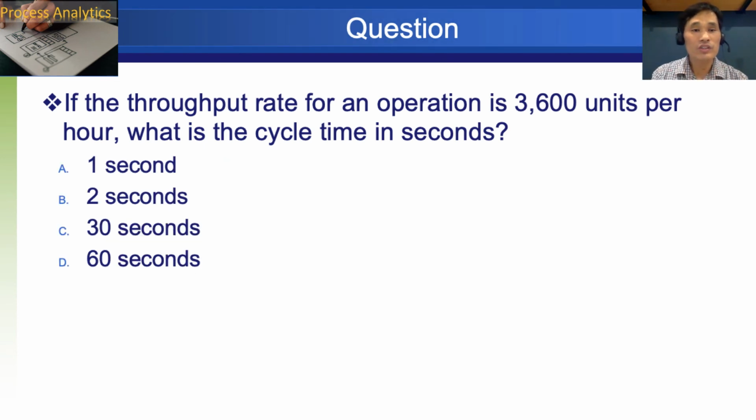The third question: if the throughput rate for an operation is 3,600 units per hour, what is the cycle time in seconds? The name Takt is German for baton, implying a rhythm, pace, or heartbeat for the system. Throughput rate is 1 over cycle time. Therefore, the answer is again A.